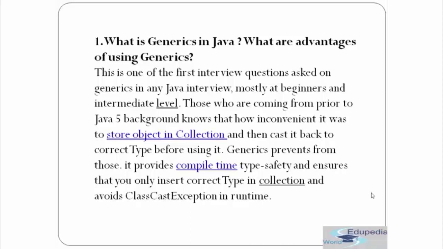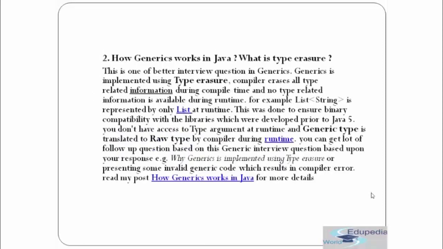Those who come from a pre-Java 5 background know how inconvenient it was to store objects in a collection and then cast them back to the correct type before using them. Generics prevent this. They provide compile-time safety and ensure that you only insert the correct type in a collection, and avoid ClassCastException at runtime. So to make your collection type safe, we use generics.